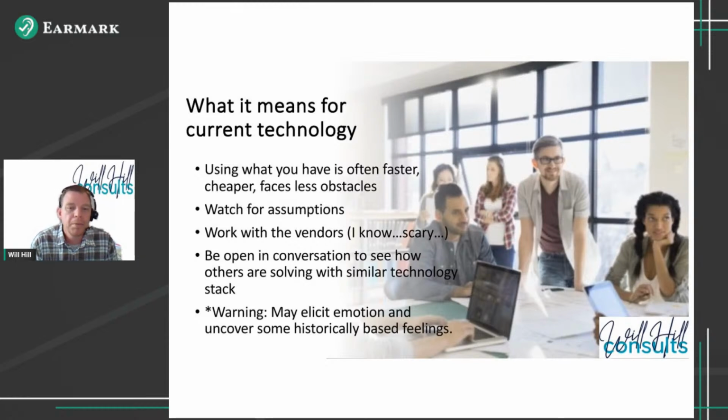I also want you to be open in conversation to others who are solving with a similar technology stack. To me, this is where there's value in associations, whether they be state societies or some of the other accounting firm associations that are out there. Maybe there are forums online that you're a part of, and dig into tax Twitter, all those kinds of things that are out there, and say, hey, here's the tech stack I've got. Here's the focus problem I'm trying to wrestle with. How are others doing this, right?